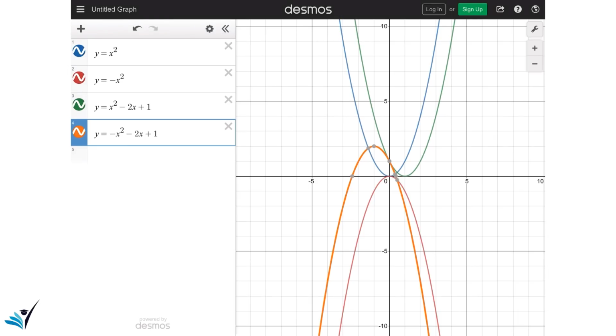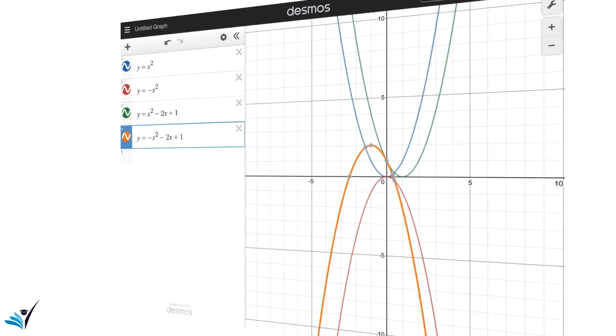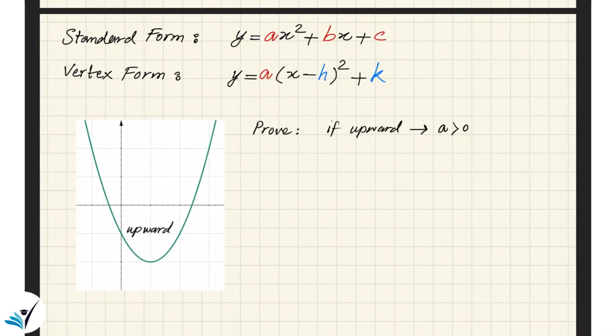Now that you saw some examples and got some ideas about the effect of the constant a on the shape of the parabola, it's actually time to prove that when a is positive, the shape of the parabola would be upward, and when a is negative, the shape would be downward. As a reminder, I have written the standard form and the vertex form here for you. And here in this graph, we have an upward parabola, and we wanted to prove that if the parabola is upward, a has to be positive.